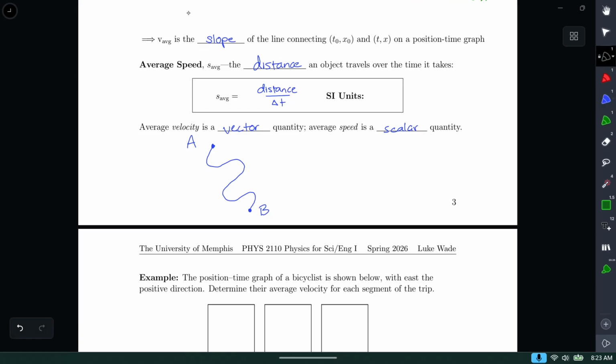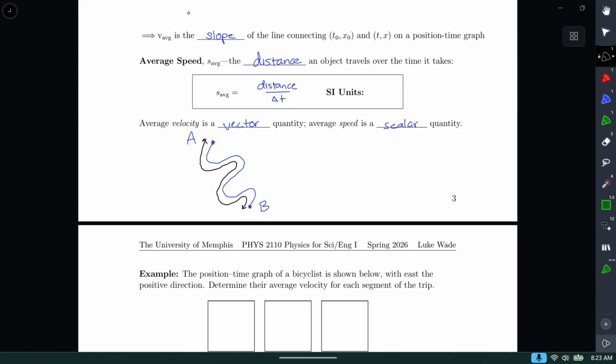Maybe that distance is 300 miles. But if you look on a map, you'll find that the actual separation of points A and B, if you drew a straight line between them, is only 100 miles. I think I sort of gave it away, but which of those is telling you about distance and which is telling you about displacement? The 300 miles is your distance, and the 100 miles is your displacement.